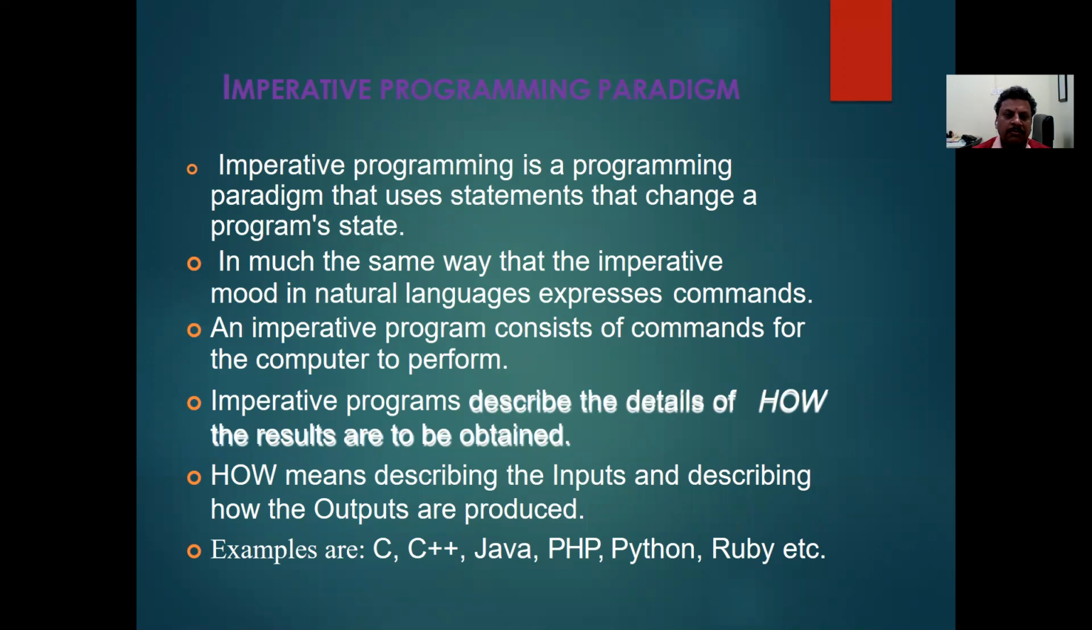Imperative programming paradigm. Imperative programming is a programming paradigm that uses statements that change a program state, in much the same way that the imperative mood in natural languages expresses commands. An imperative program consists of commands for the computer to perform. Imperative programs describe the details of how the results are to be obtained. How means describing the inputs and describing how the outputs are produced. Some of the examples include Java, PHP, Python, C++, C.